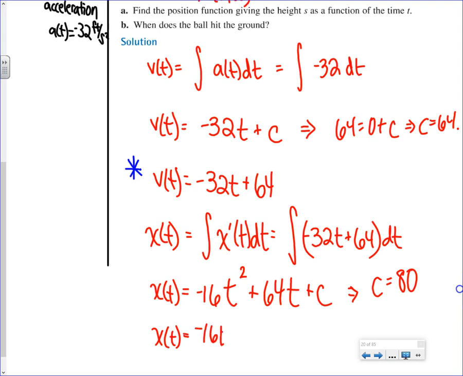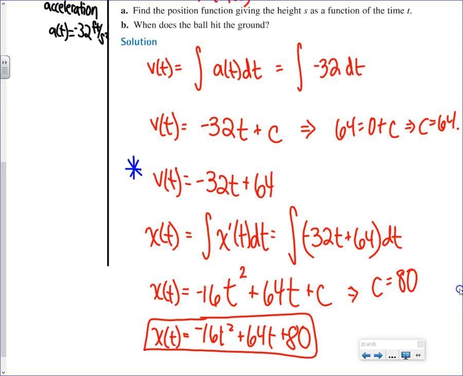Negative 16t squared plus 64t plus 80. That's our final answer, right? They gave us a constant there, and when you integrate, there's always a plus C. So we just had to go back to the problem and find the clue. If they hadn't given us an initial height, or any sort of height at a time, we would have been stuck with the plus C.